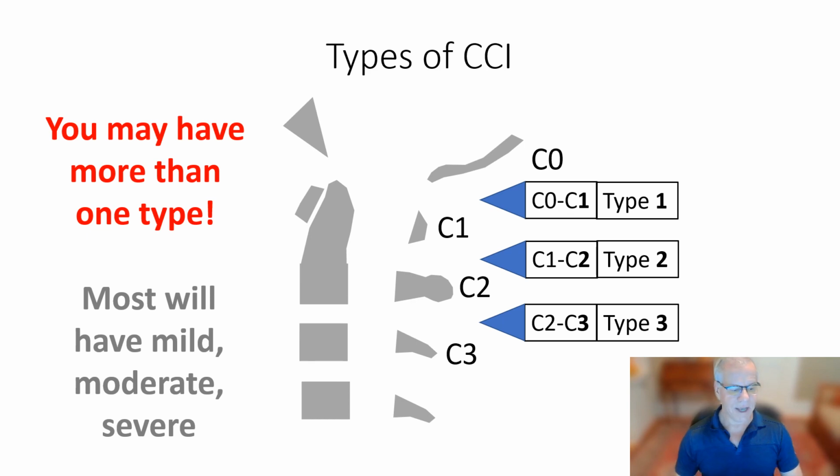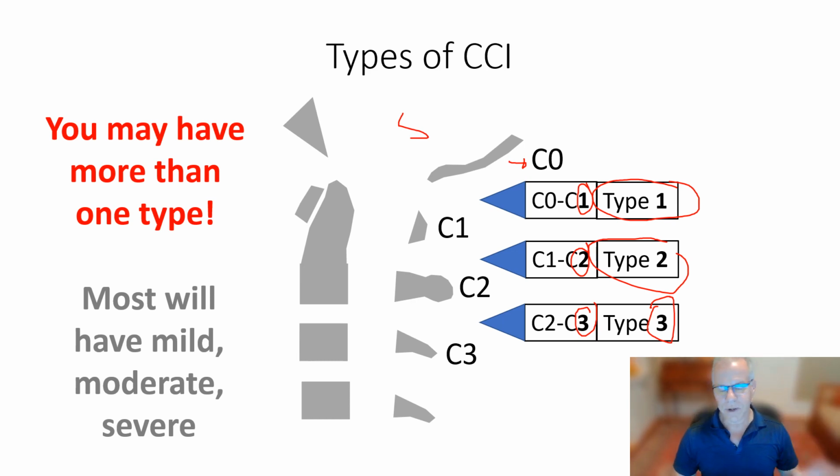And I've put this together in such a way to try to make it easy to remember. So a type 1 impacts the C0-C1. A type 2 instability impacts the C1-C2. And type 3 impacts C2-C3. So again, realize you've got the skull up here. That's called C0. And then below that, C1, C2, C3.